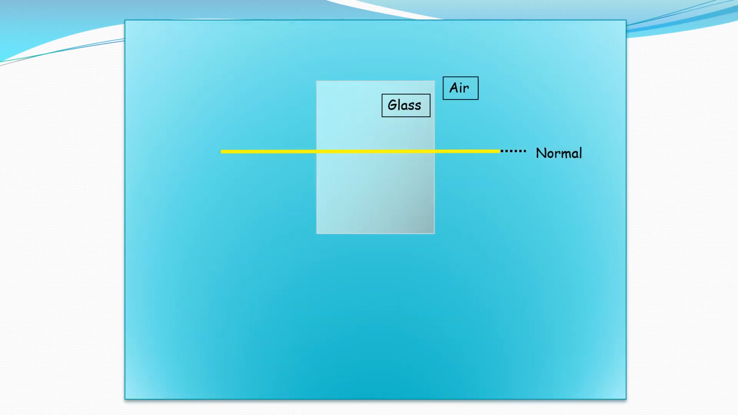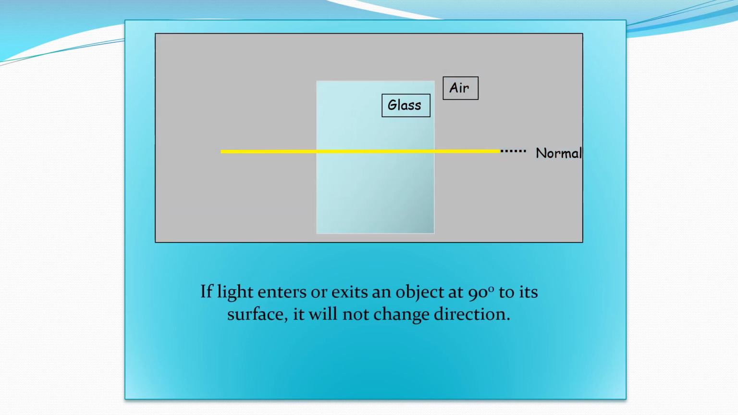And then when our light travels at exactly 90 degrees into a glass block or into water or something like that, it won't actually change direction. So if light enters or exits an object at 90 degrees to its surface, it will not change direction. This happens because if light goes towards the normal from glass to air, well, if it's already on the normal line, it can't get any closer to the normal. So it just goes straight through. No change in direction.